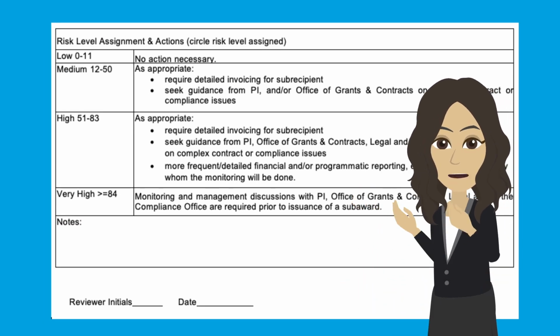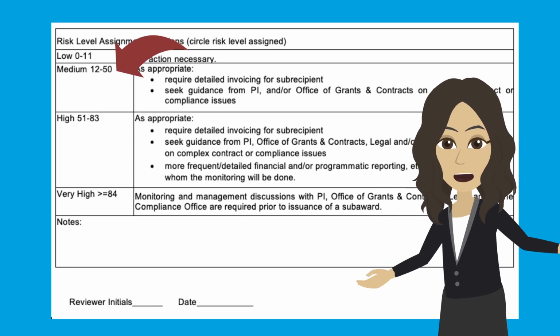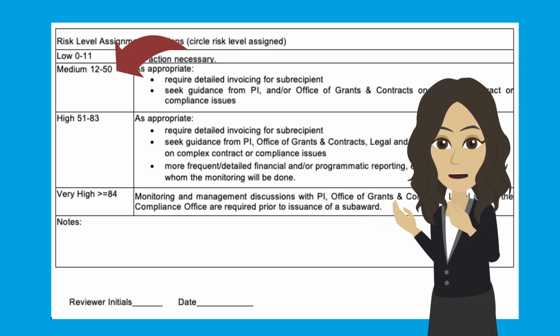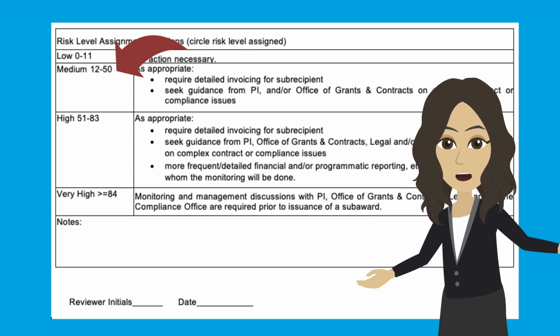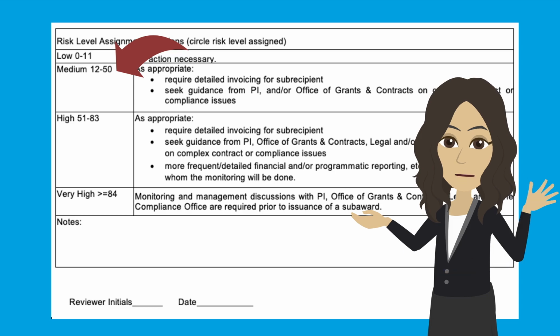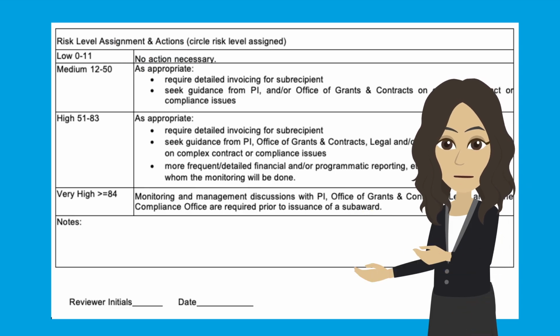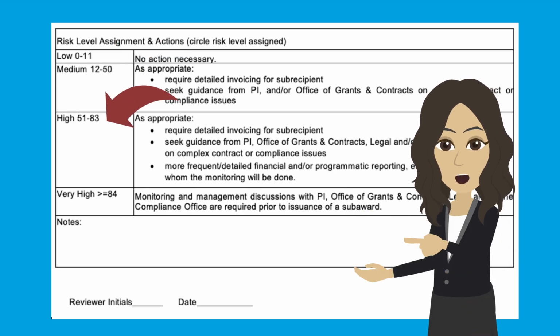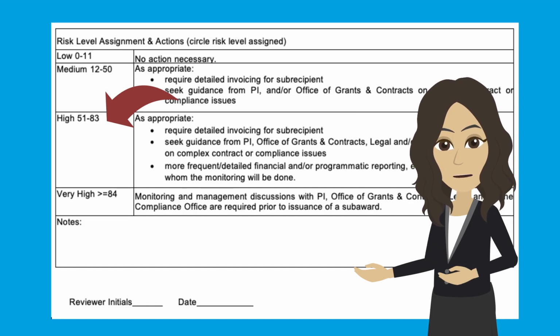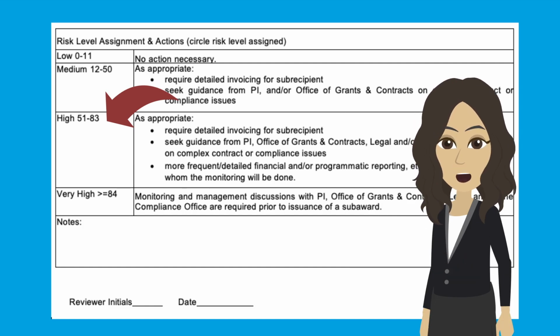A subrecipient with a medium risk score would require detailed invoicing, and you should be sure to ask for guidance as needed regarding any complex contract or compliance issues. If you don't understand something or are unsure, ask for clarification or guidance. If the subrecipient has a high risk score, more frequent and detailed financial and/or programmatic reporting would be needed. Be sure to clearly establish how this monitoring needs to take place and who needs to do it.